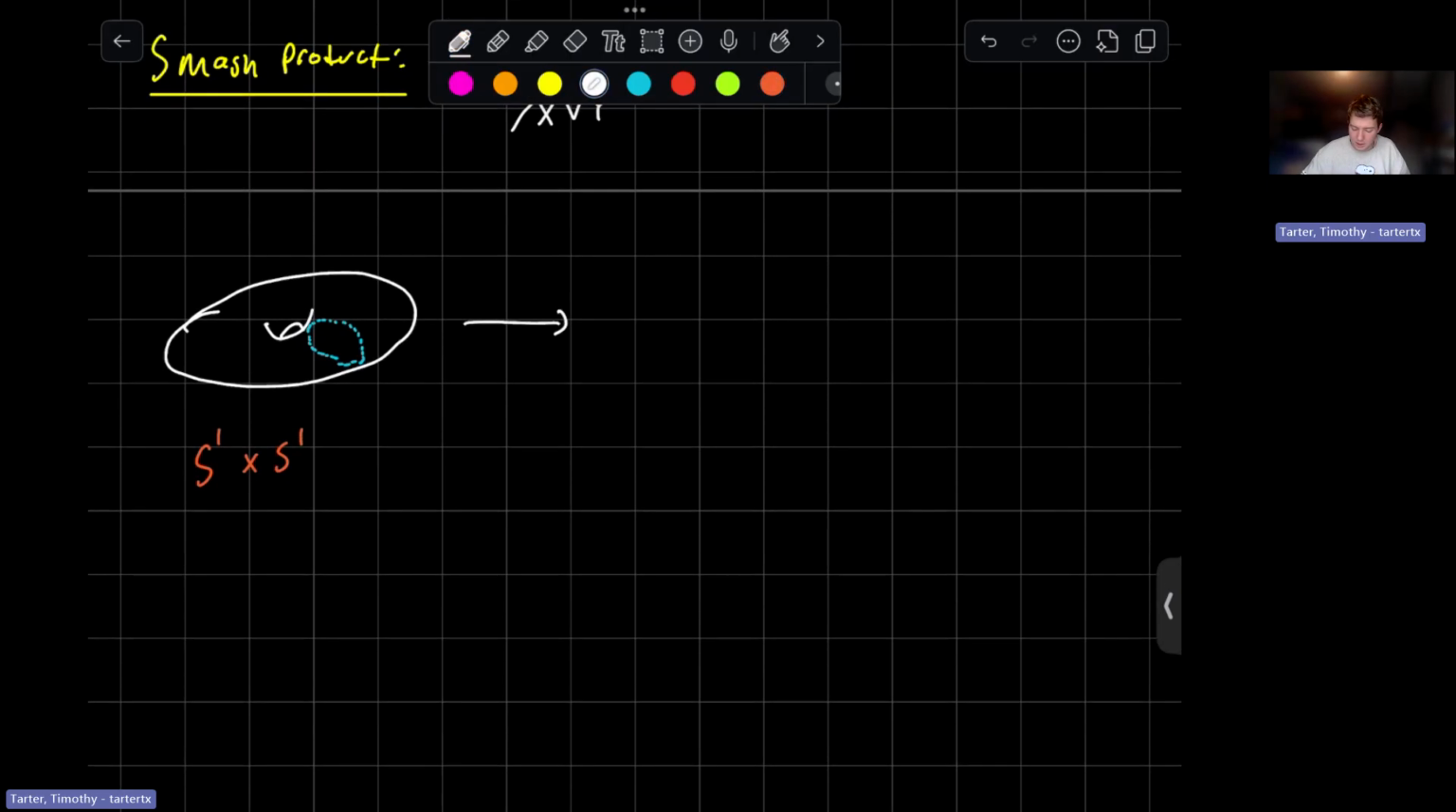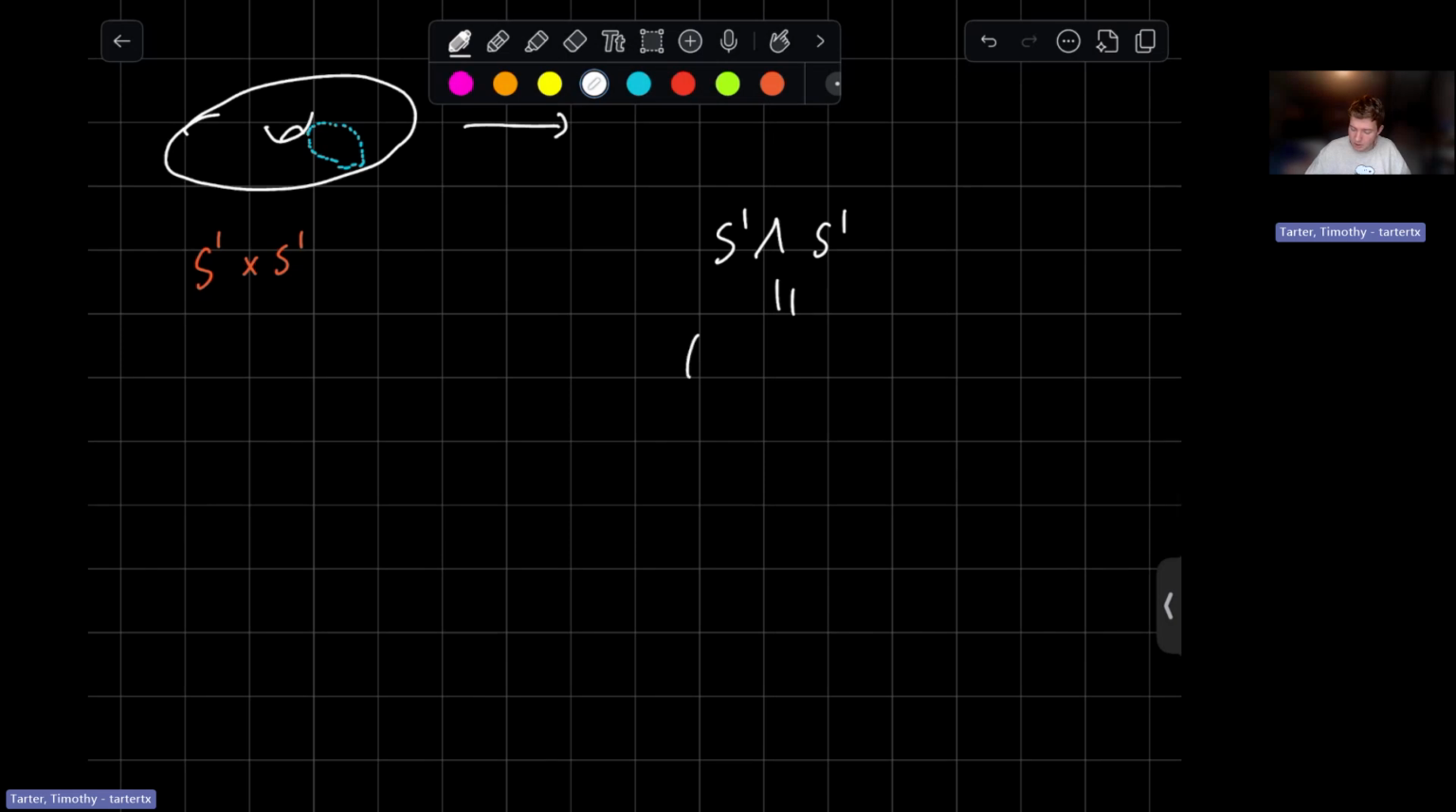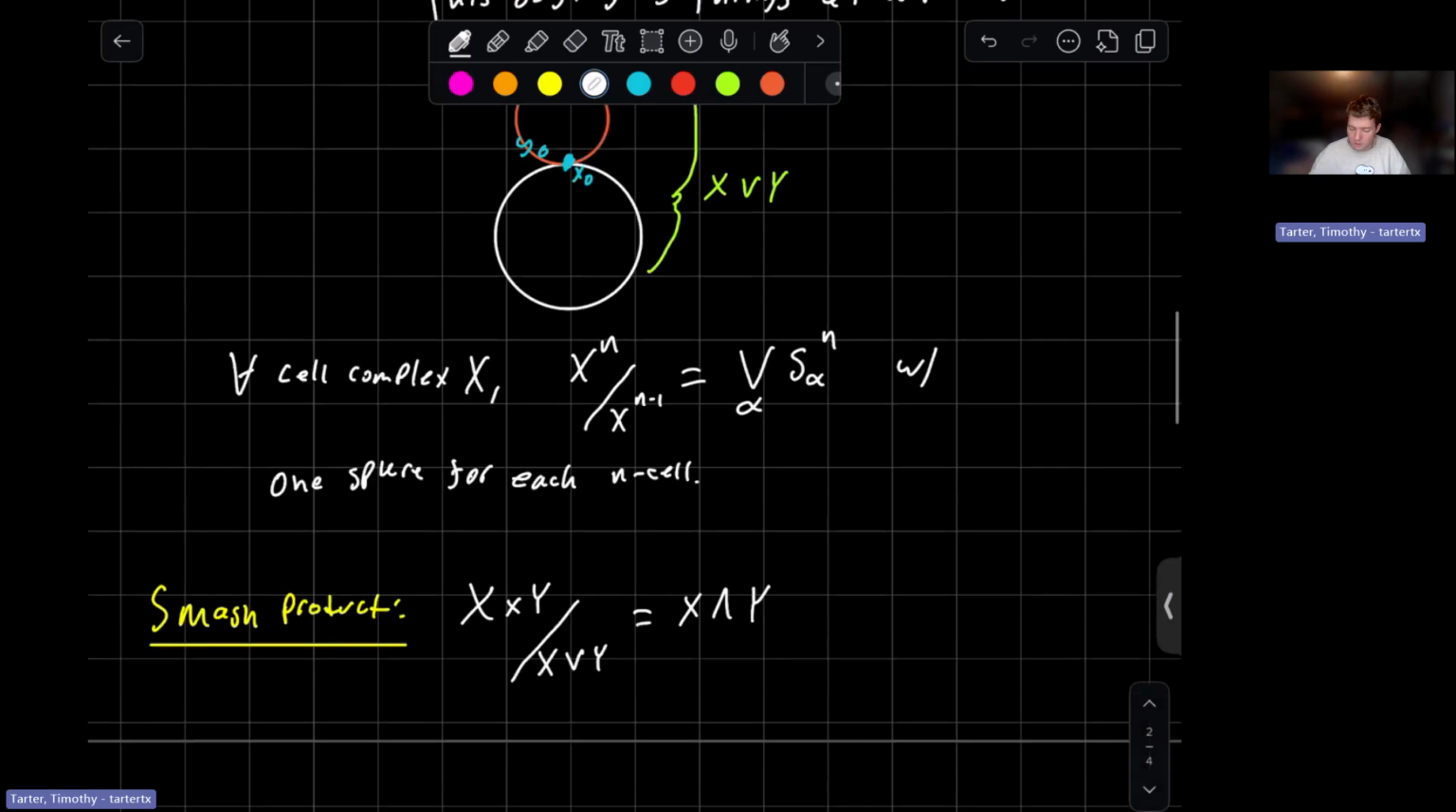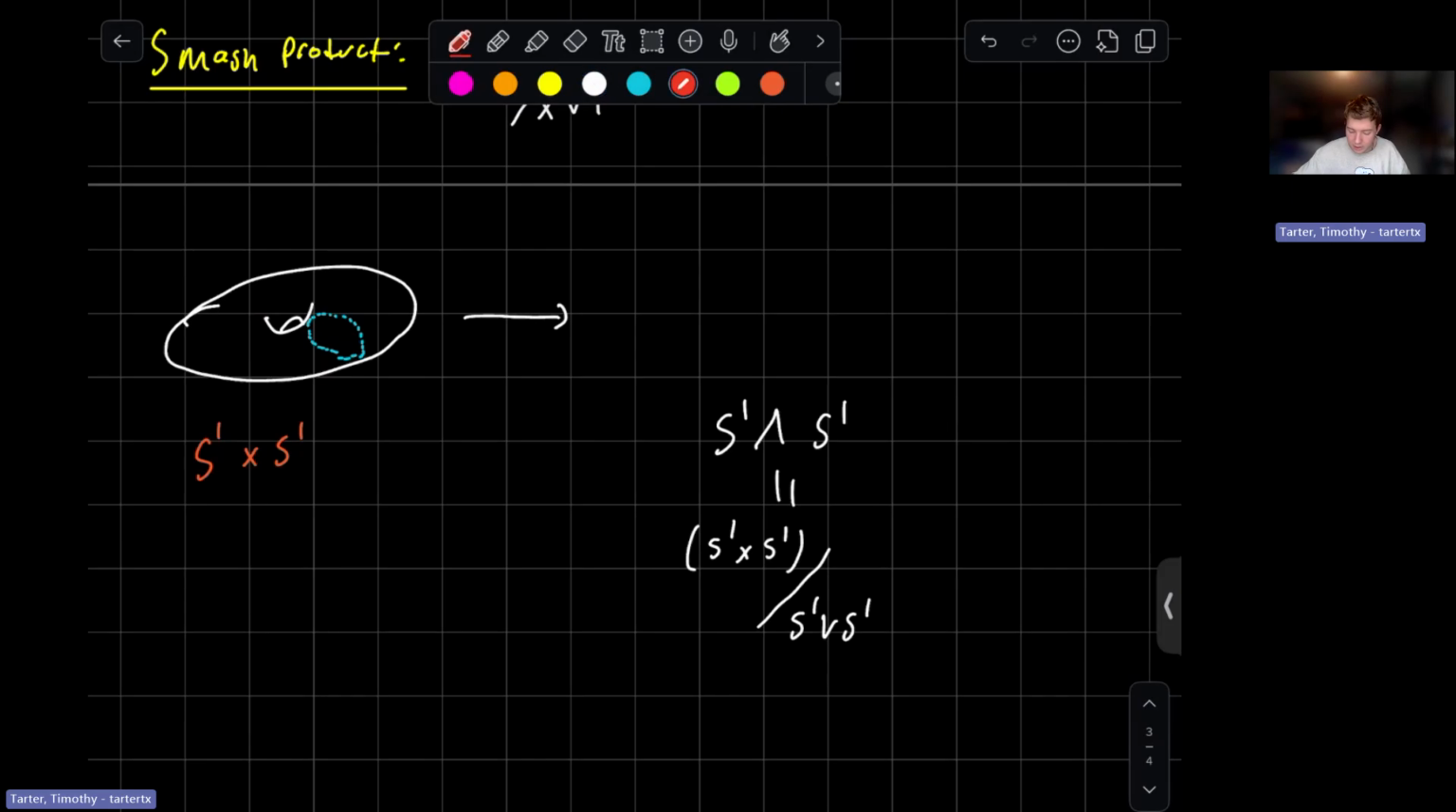But then this gets smash producted by S1 smash S1, which is the product mod the V. And so what happens is we identify all of this as the X product Y naught, and then the X naught product Y. And identifying it that way lets us collapse it all down to a sphere.